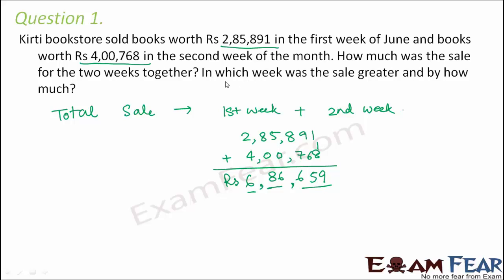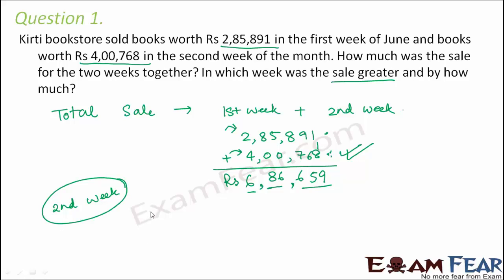Now the second part of the question says that in which week was the sale greater and by how much? Now looking at these two numbers, you have to decide which is a greater number. So this is 2 lakhs, this is 4 lakhs. So which one is greater? Of course 4 lakhs. So the sale in the second week was greater.